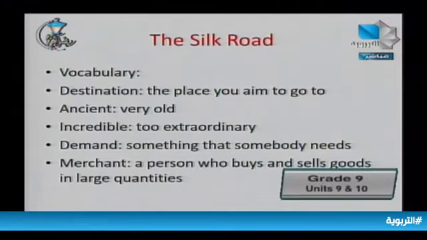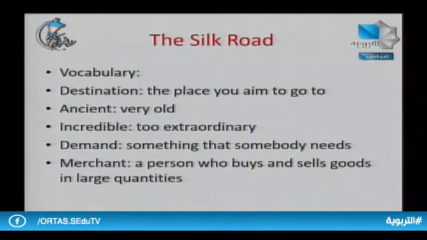Ancient means very old. But we don't say ancient man. We say an old man. We say ancient city, for example.